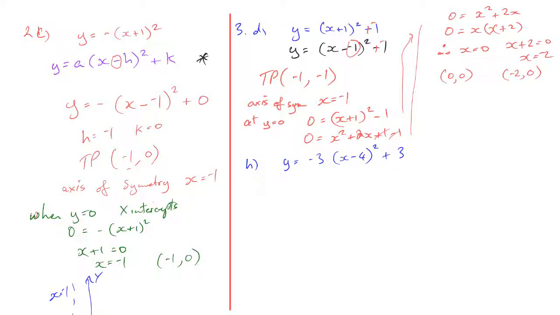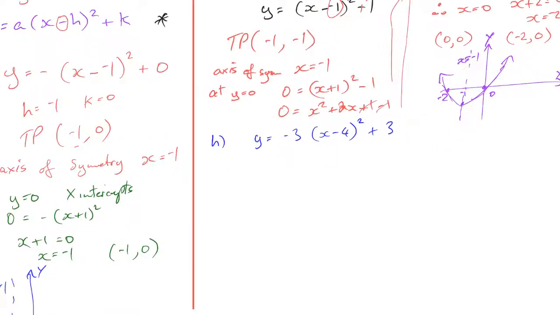So to sketch my graph, I've got 0, 0, negative 2, 0, and a turning point of negative 1, negative 1. And I see a positive a value, which means that it's happy. I'm happy, you're happy, everybody's happy. That's the main thing. So 0, negative 2, negative 1, label. And our axis of symmetry is x equals negative 1. Okay.